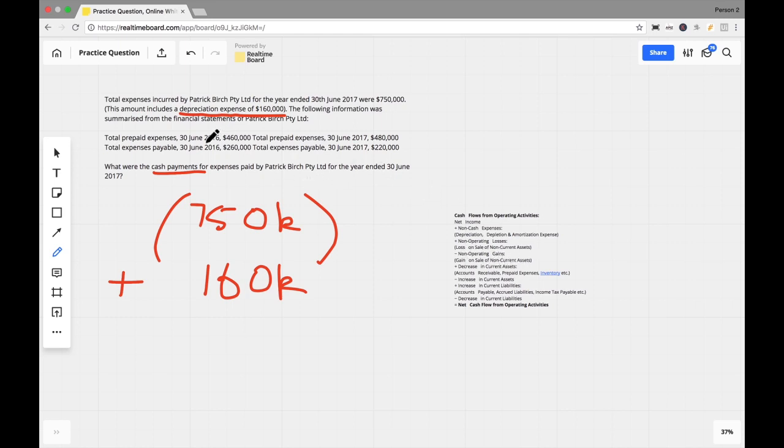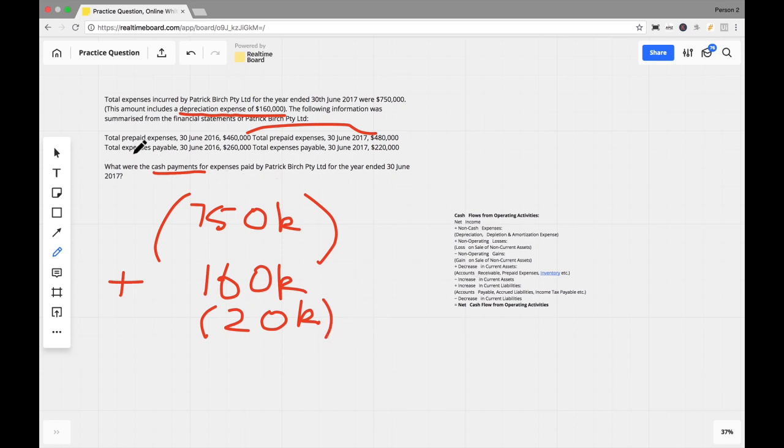Now we need to look at the movement of these different accounts. Prepaid expenses is considered a current asset, and if we look at the movement, it's gone up by $20,000. If we look at the formula, if we have an increase in current assets, we need to deduct it. So we've got a $20,000 increase, therefore we're going to deduct it.